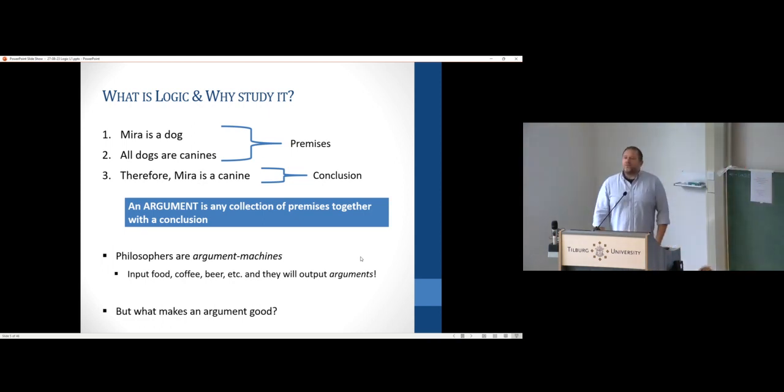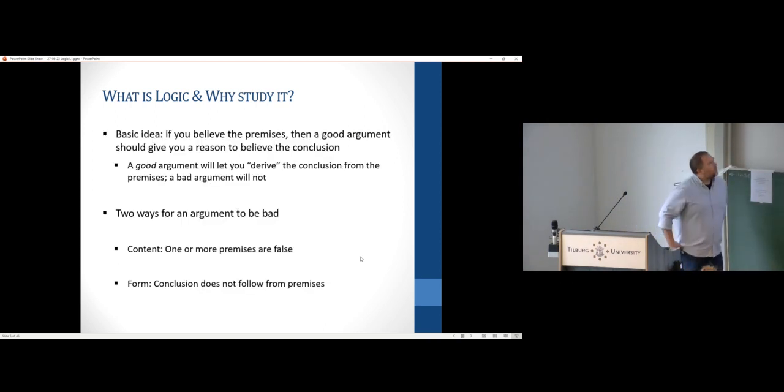So let's think about that question. What separates a good argument from a bad argument? Well, here's a really basic idea. A good argument's one where, if you believe the premises, then you have reason to believe the conclusion. Or to put it another way, a good argument will let you derive the conclusion from the premises. A bad argument won't.